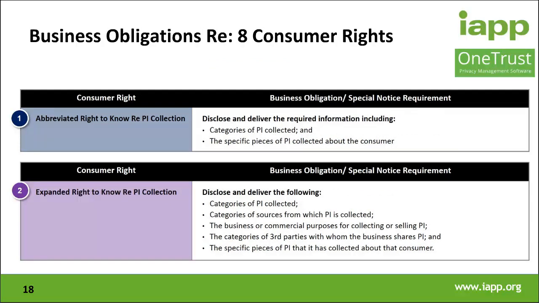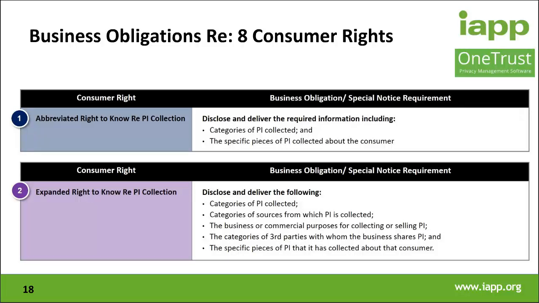So I'll be brief here, but just to go over some of the details of these rights, we put these slides together to provide more specifics. So for the abbreviated right to know, 1798.100A, a consumer can make a verifiable request of a company to know the categories of PI collected and the specific pieces of PI collected about the consumer, and the purposes of that collection.